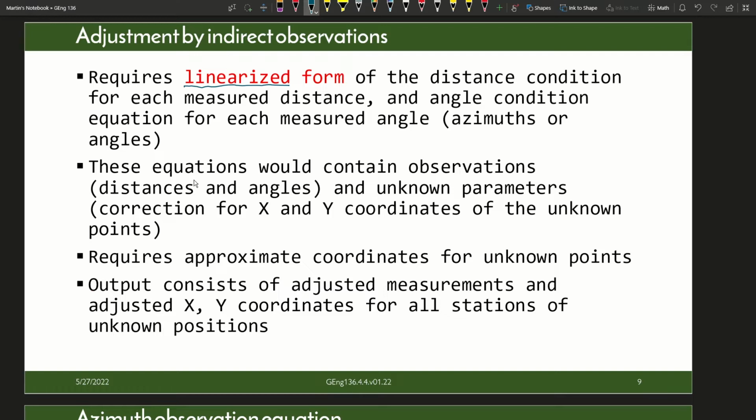For distance, we already discussed this one in trilateration. So we developed an equation for the distance condition equation. Now we will move to the angle condition equation. These equations would contain observations and unknown parameters. The usual unknown parameters are both the coordinates x and y in general. So it requires approximate coordinates for unknown points.